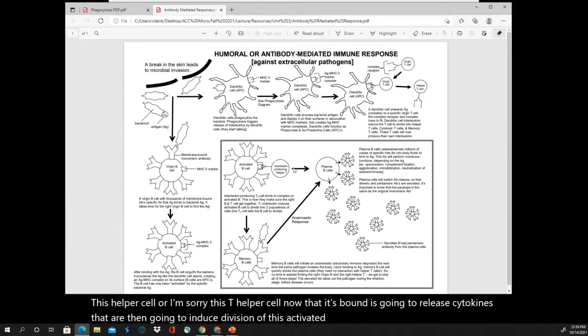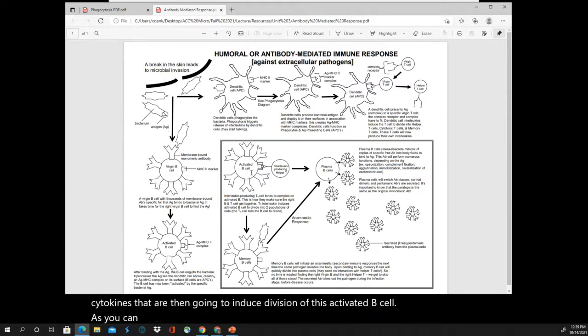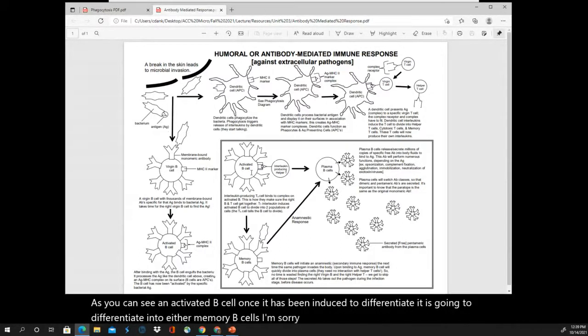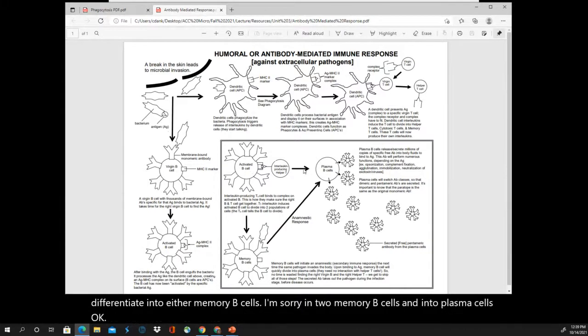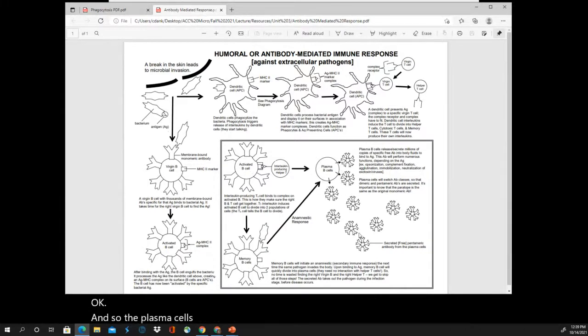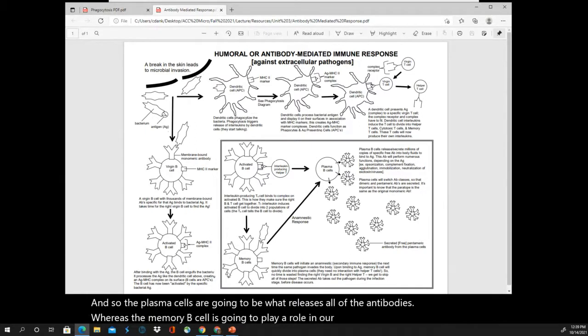Okay, and so as you can see, an activated B cell, once it has been induced to differentiate, is going to differentiate into memory B cells and into plasma cells, okay? And so the plasma cells are going to be what releases all of the antibodies, whereas the memory B cell is going to play a role in our secondary immune response, okay?